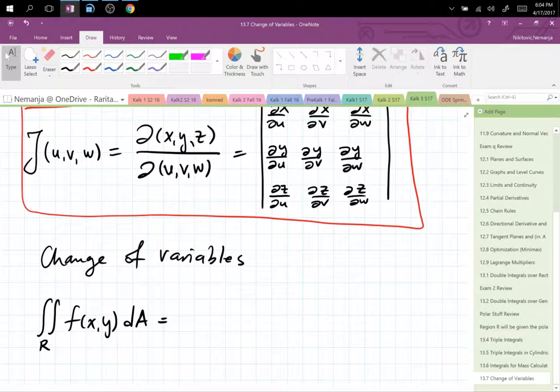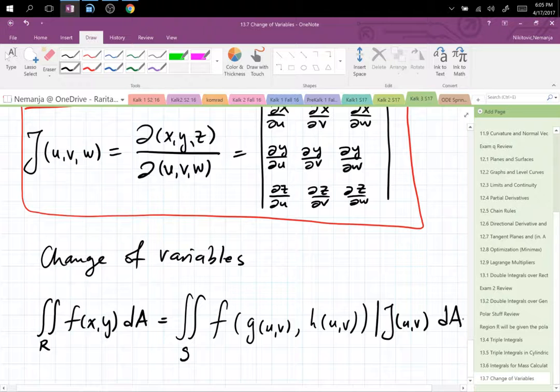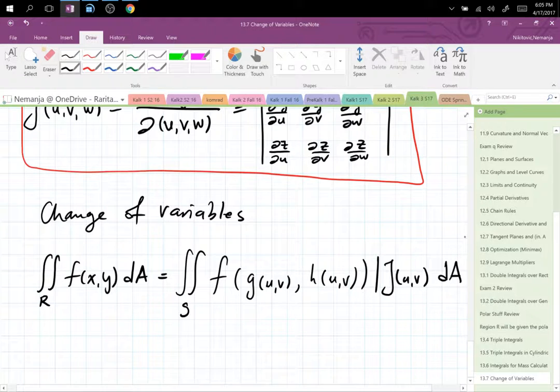So what you do is it will be now the new region S, which is your transformation. You will have f of g(u, v) and h(u, v). So those are the two transformations, times the Jacobian of (u, v) dA again. Now this will be obviously in terms of u and v.